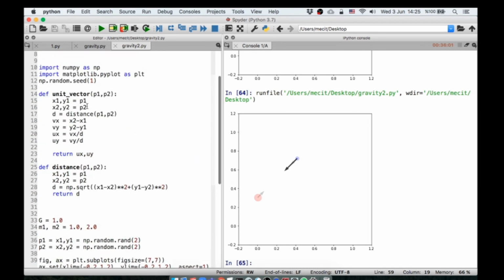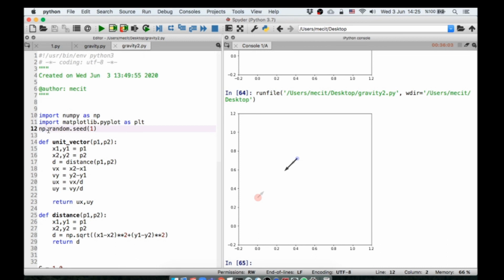Let us turn the seeding off to see how it works. So when they are closer, the force vector is larger, even larger, quite large. Now the distance is a little more separated, so the force is smaller, and even smaller. So it looks like it is working properly.